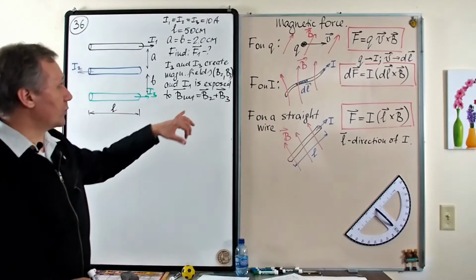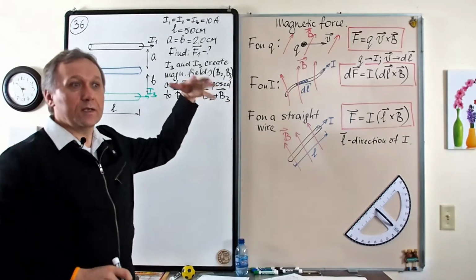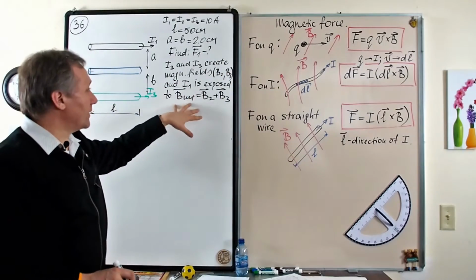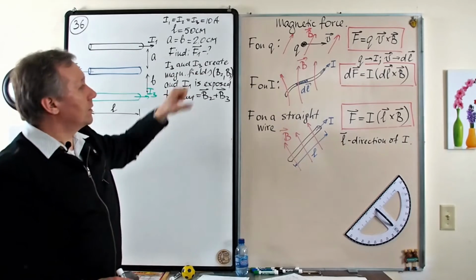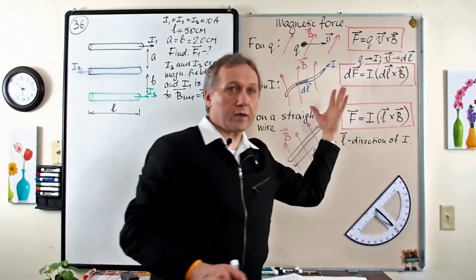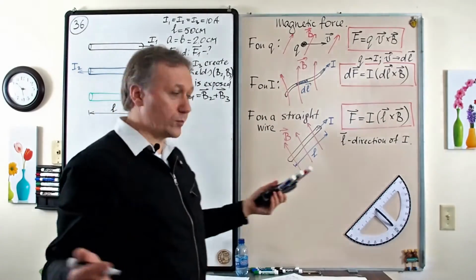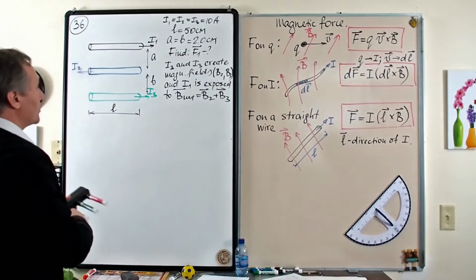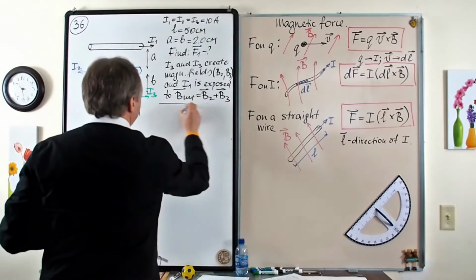So the steps. First, we need to find these magnetic fields, take care of their directions, find the net magnetic field, and then find the force using this formula, because you know magnetic field, you know the current which is exposed to the magnetic field, and problem will be done, right? Okay, so now let's get into the details.